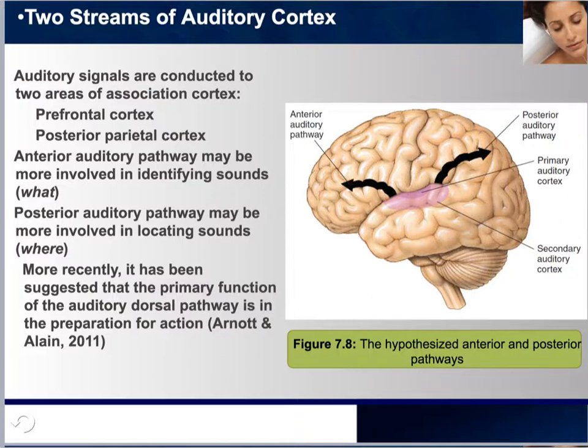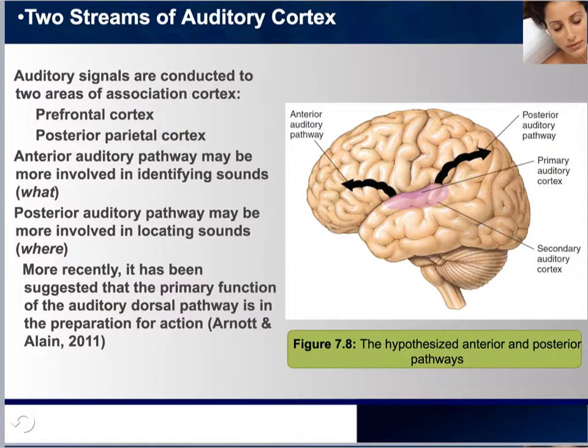The posterior auditory pathway may be more involved in locating sounds. It would actually be going this way. Where is the sound coming from? This would be important, as the evolutionary perspective says that if you're able to hear, you may be able to avoid a threat. More recently, it has been suggested that the primary function of the auditory dorsal pathway is simply just the preparation for action.